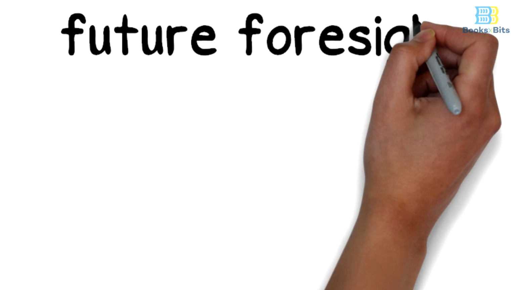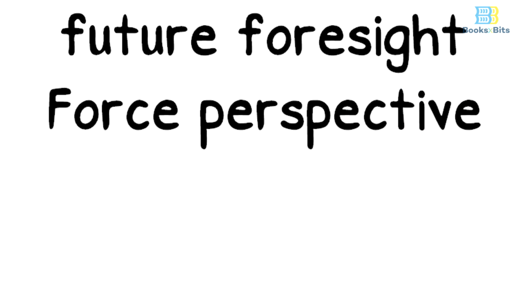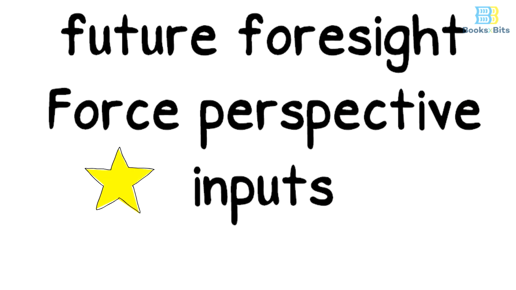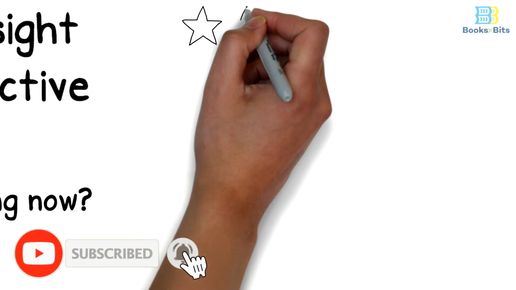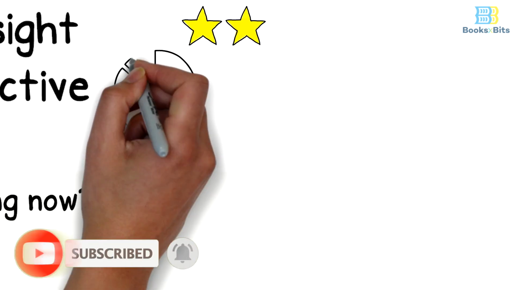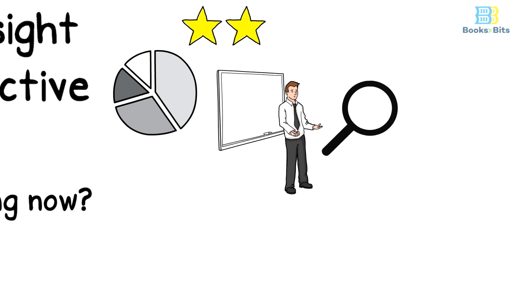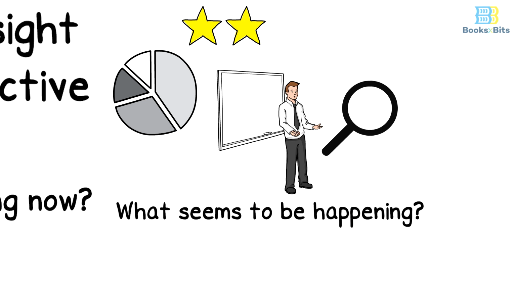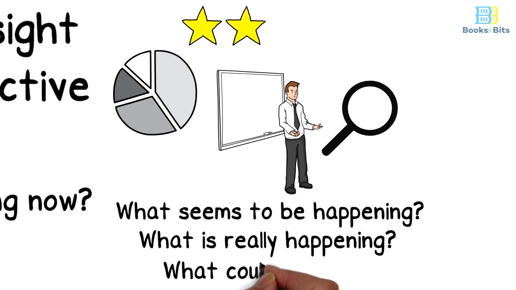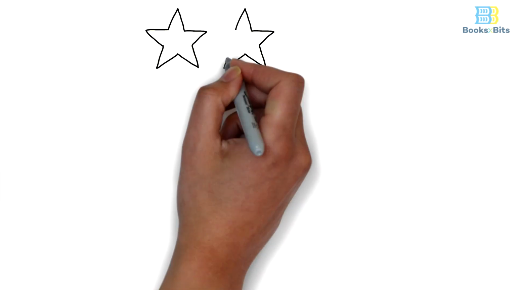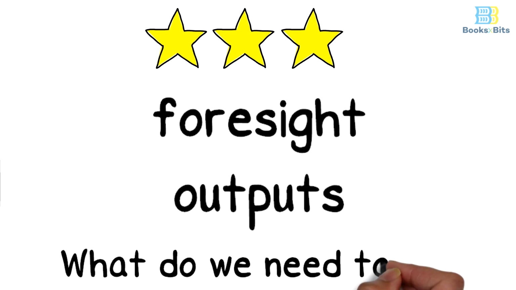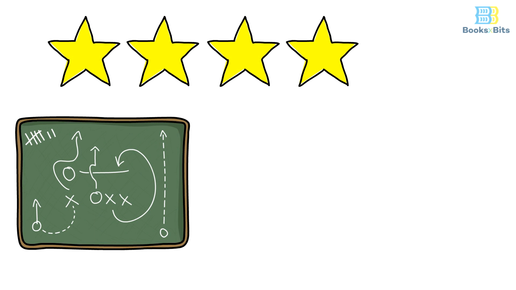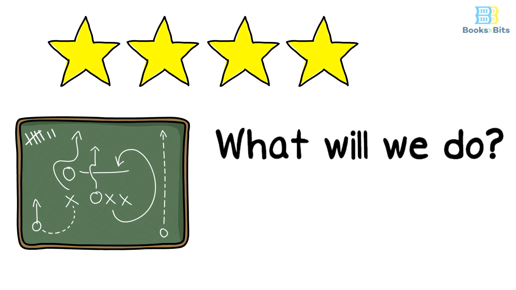The general model for future foresight according to Force perspective includes 4 main levels. These levels begin with inputs that can be obtained by answering the question, what's happening now? As for the second level, it's the foresight phase that consists of analysis, interpretation, and research. In this phase, the questions of what seems to be happening, what's really happening, and what could happen are answered. In the third level, foresight outputs are obtained, which is represented in answering the question, what do we need to do? And finally comes the last level that includes the strategy, and that's represented in answering the questions, what will we do and how will we do?